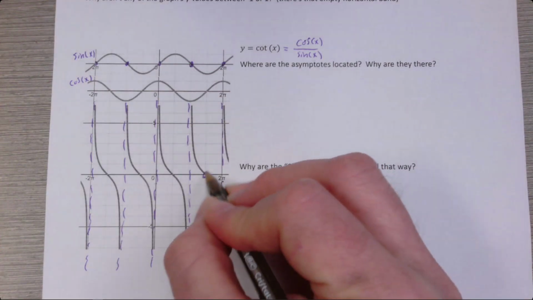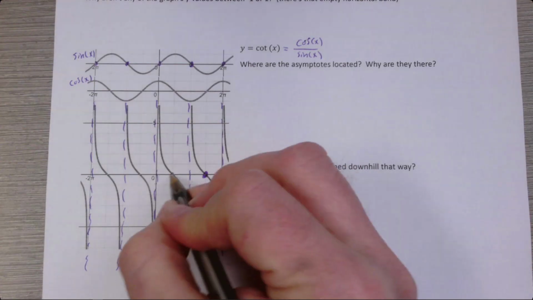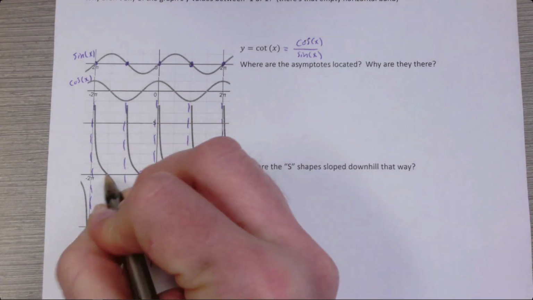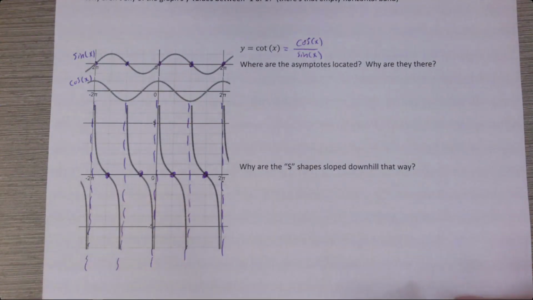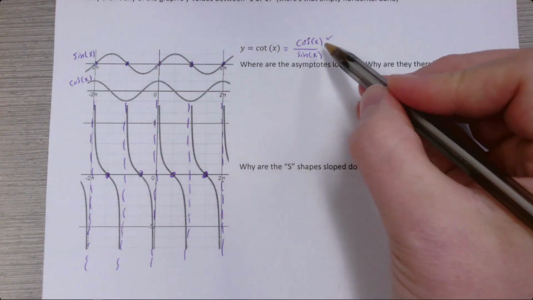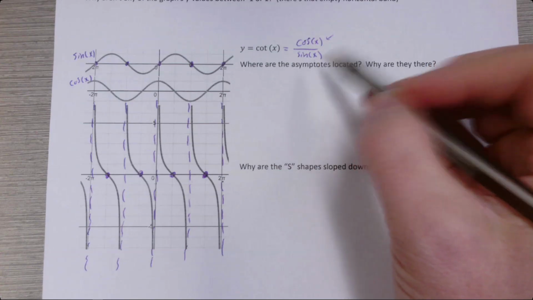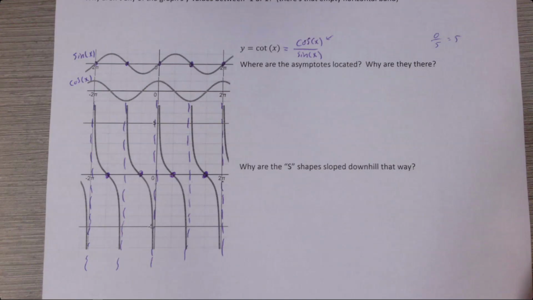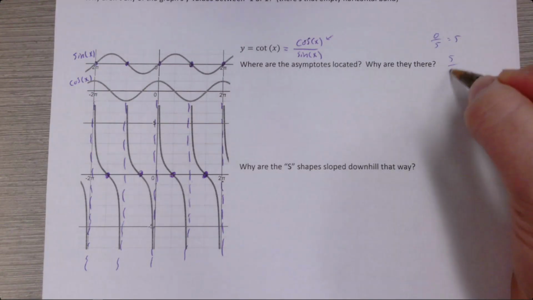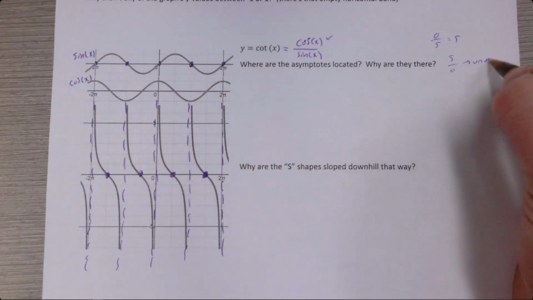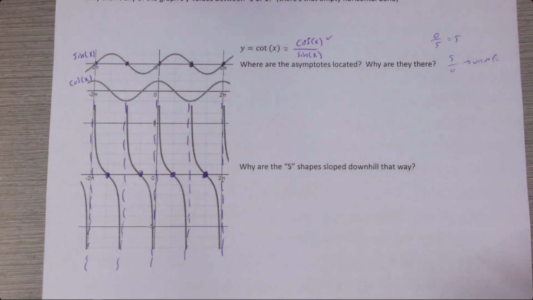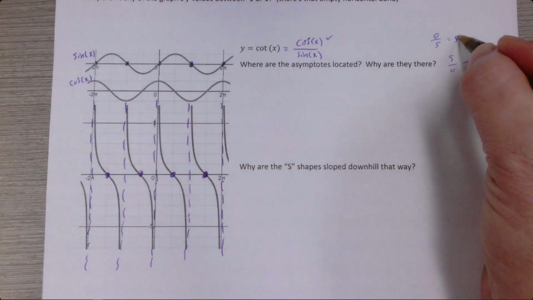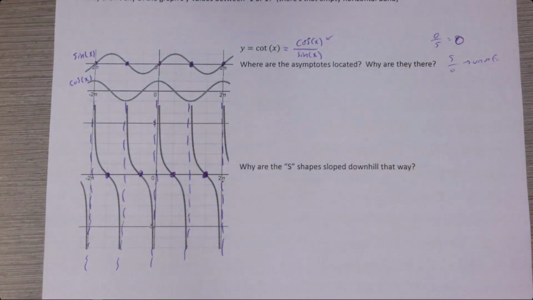What about here, where the y value equals 0? The y values here equal 0 whenever the numerator is 0 and the denominator is something else. So for example, if I had 0 divided by 5, that just equals 0. Note that 5 divided by 0 is undefined. So it's a very, very different kind of situation.